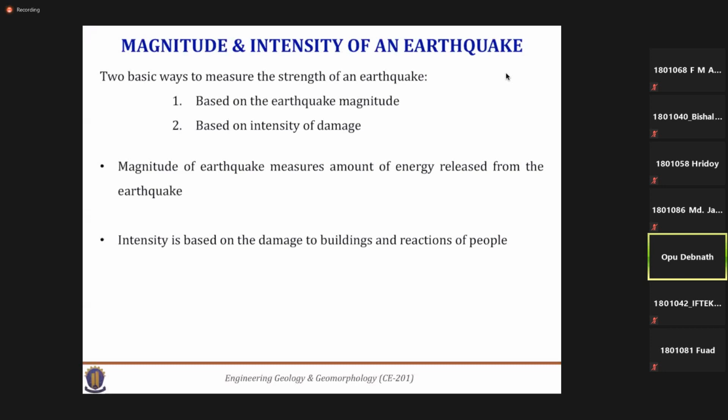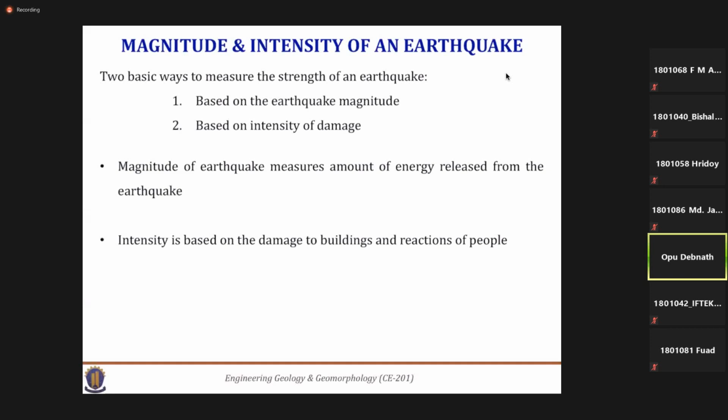And the intensity is directly based on visual inspection. That means the damage to buildings: how many buildings are damaged, how many properties are damaged, how many people died, etc. And the reaction of people, that means whether it is felt by people greatly or not. Along with this visual inspection, there is an intensity chart. We will discuss it hopefully today. Based on this intensity chart, we will decide the earthquake intensity is 1, 2, 3, 4. This is categorized as numerical numbers along with some description.